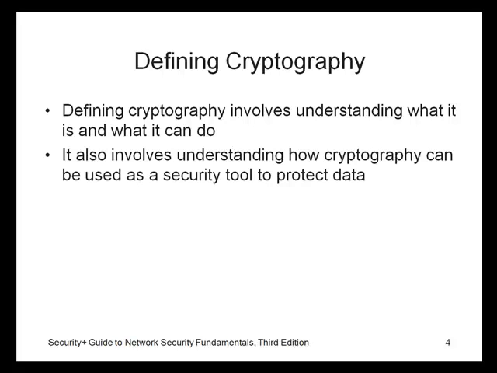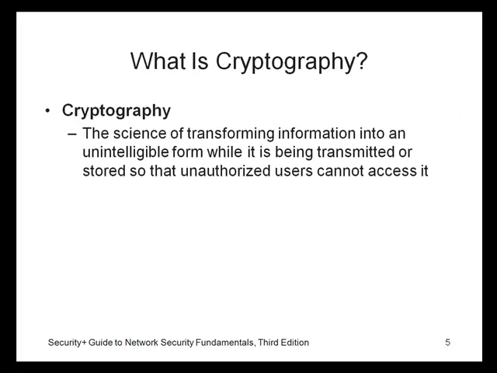So, understanding how cryptography can be used as a security tool to protect data. If we encrypt something, does that mean that it is secure forever? No. It means it's secure until somebody can intercept it and decrypt it, just like the Enigma machine. What happened to it? Well, they had the machine and they were able to use those codes in order to decrypt that information. Cryptography, the science of transforming information into unintelligible form while it's being transmitted or stored so that unauthorized users cannot access it.